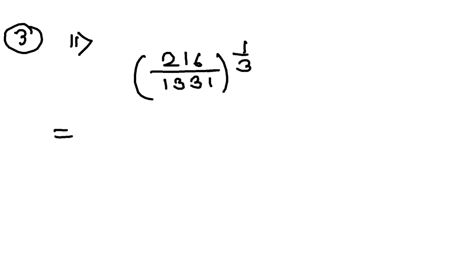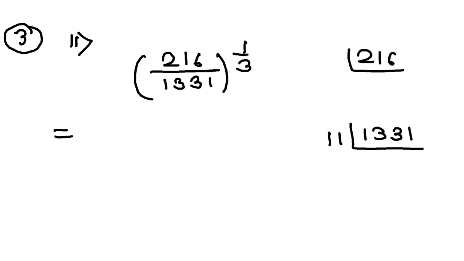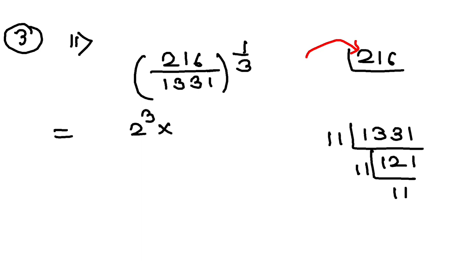So this time it is 216 by 1331 whole to the power 1 by 3. You will prime factorize 216 and you will prime factorize 1331 also. This one is slightly complicated, so let me show you the calculation like this. You will find that 216 is nothing but 2 cube into 3 cube, and 1331 is 11 cube.